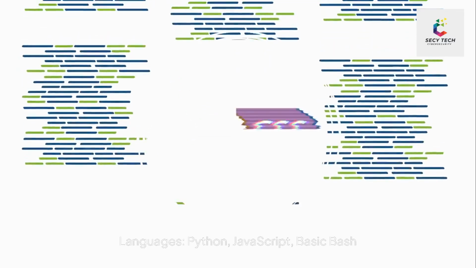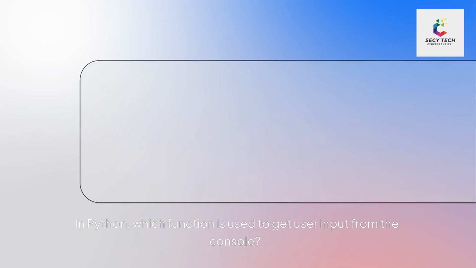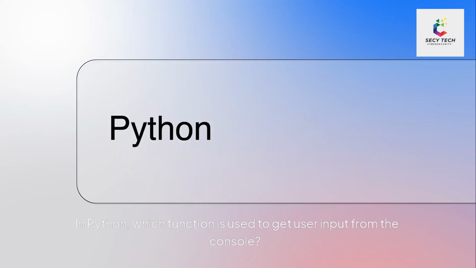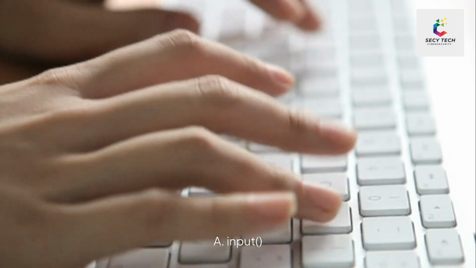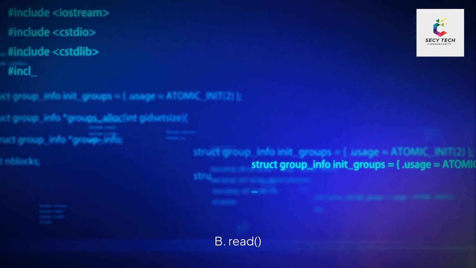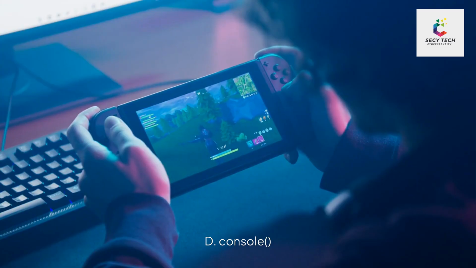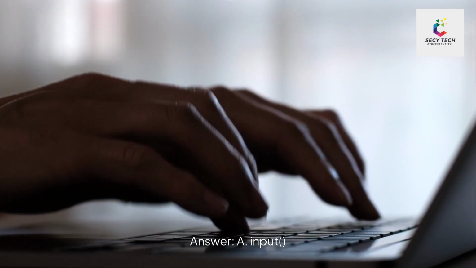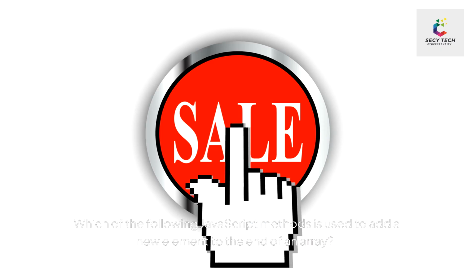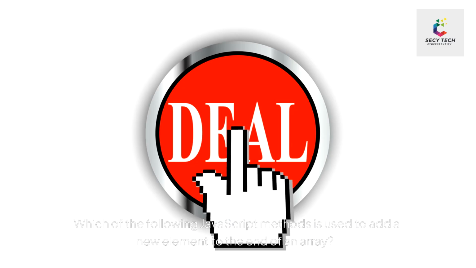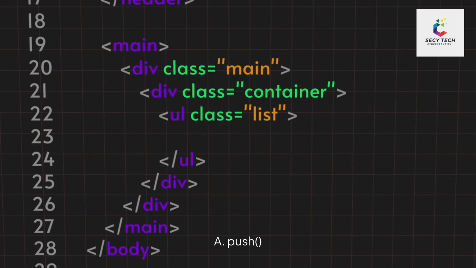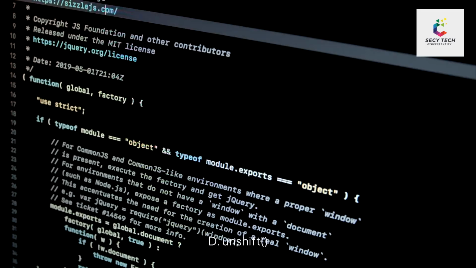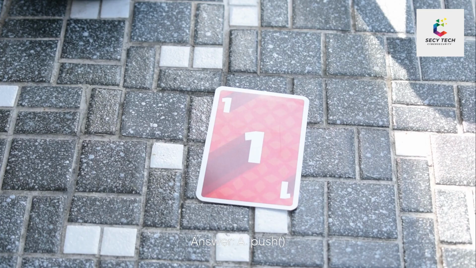Languages: Python, JavaScript, Basic Bash. Q4. In Python, which function is used to get user input from the console? A. Input, B. Read, C. Get, D. Console. Answer: A, input. Q5. Which of the following JavaScript methods is used to add a new element to the end of an array? A. Push, B. Pop, C. Shift, D. Unshift. Answer: A.